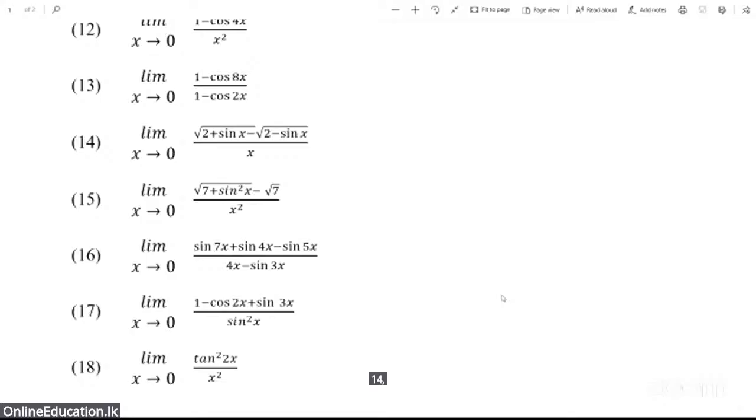14, 15, 16. 16 is actually easy. It's okay. Do 16 also. 14, 15, 16.